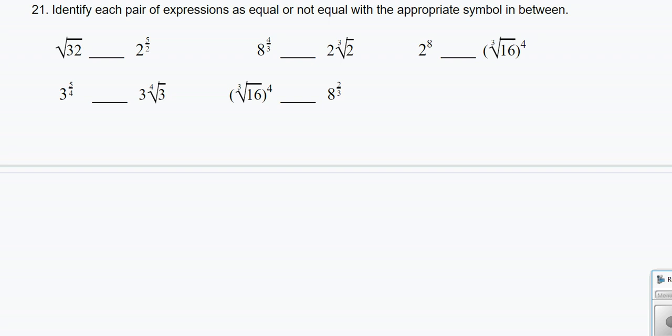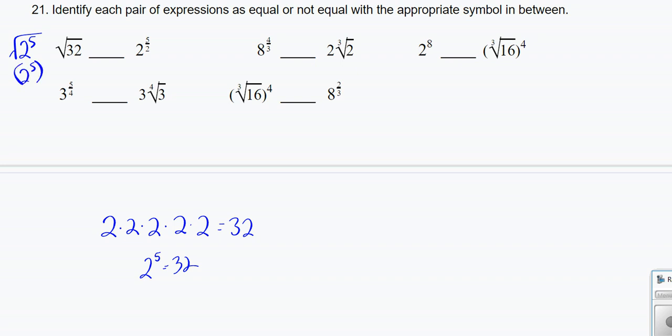Okay, so like on the first one, 32. That is a perfect, so 2 to what power is 32? 2 times 2 times 2 is 8, times 2 is 16, times 2 is 32. So that's 2 to the 5th is 32. So I'm going to replace that, 2 to the 5th under a square root. Well, how can I write that in exponential form? 2 to the 5th times 1/2, which is 2 to the 5 halves. Imagine that. So these are equal.